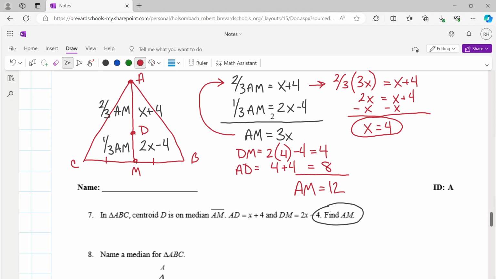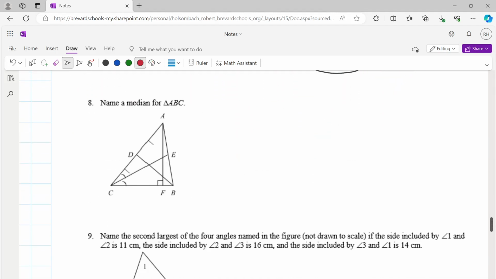Alrighty, number 8. Name a median for ABC. A median goes from a vertex to the middle of its opposite side. All right, so C to E. Nothing in here says that E is in the middle of this side. And then we've got A to F. Well, A to F, that's an altitude. It doesn't split side CB in half. But look at BD, B to D. D is in the middle of side AC. So BD is a median.